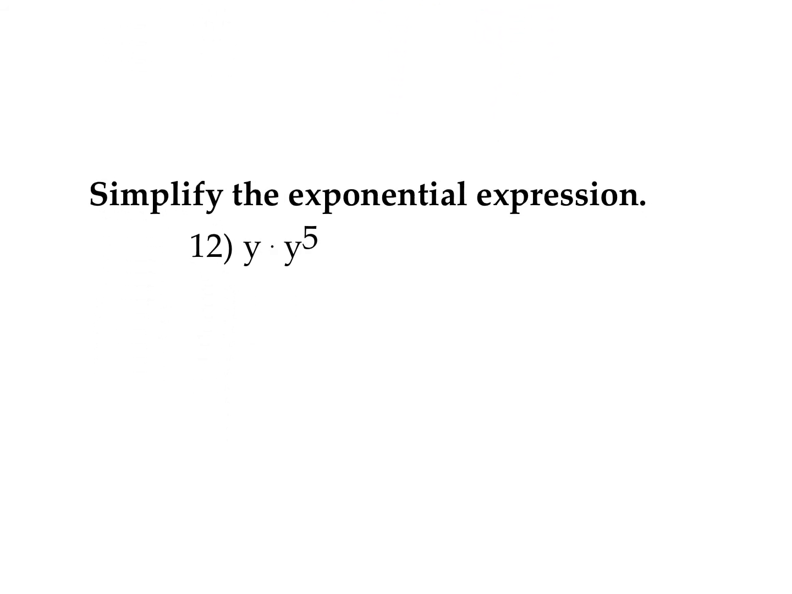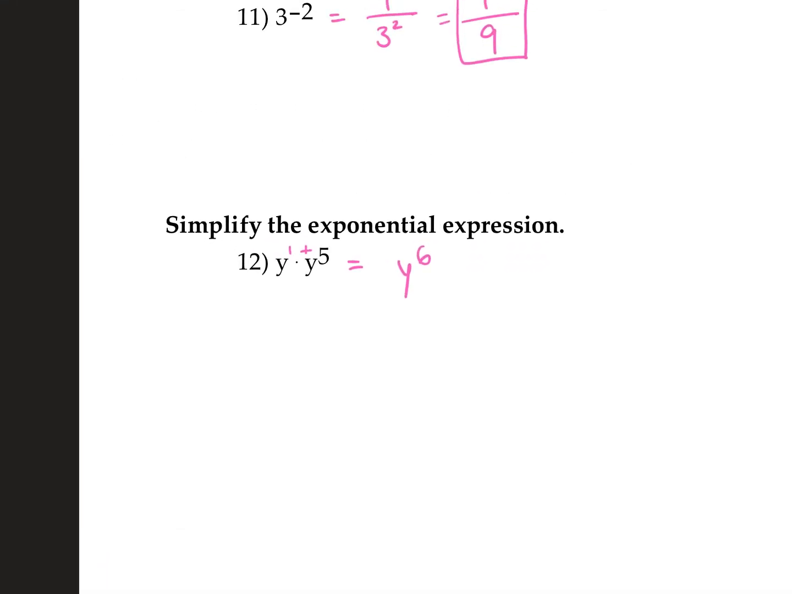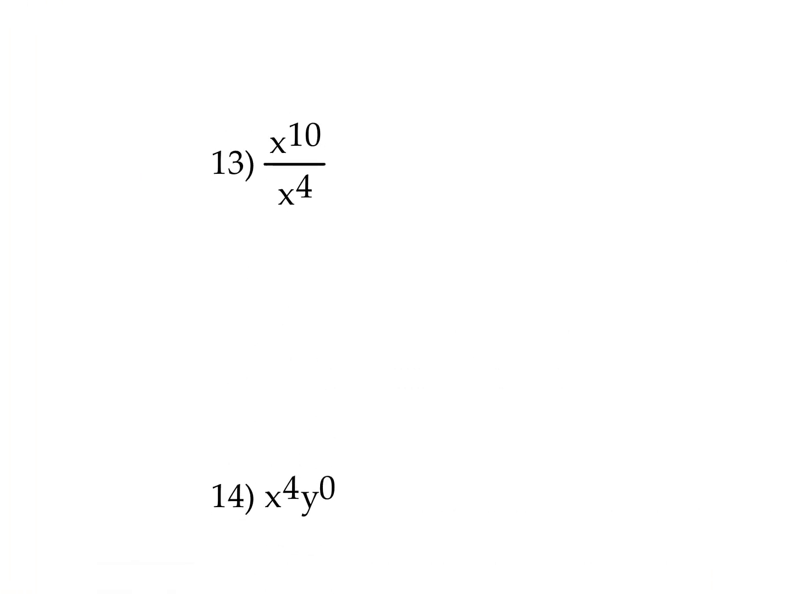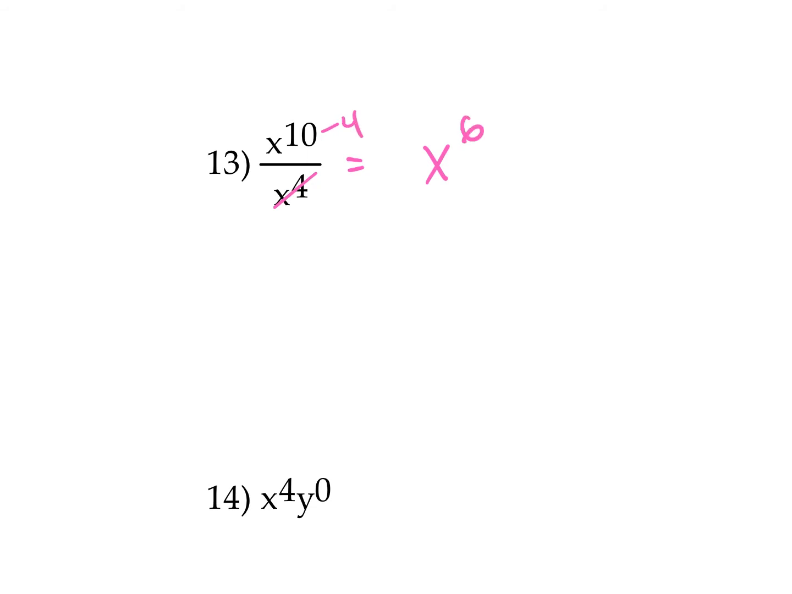All right, number 12. How can I simplify? Awesome. Y to the 6th power. We add the exponents, and the exponent on our first y would be 1. So y to the 6th power. Do you guys have any questions from this page? Let's look at 13. How can I simplify? Subtract. When you're dividing, you want to subtract the exponent. So 10 minus 4? X to the 6th power.